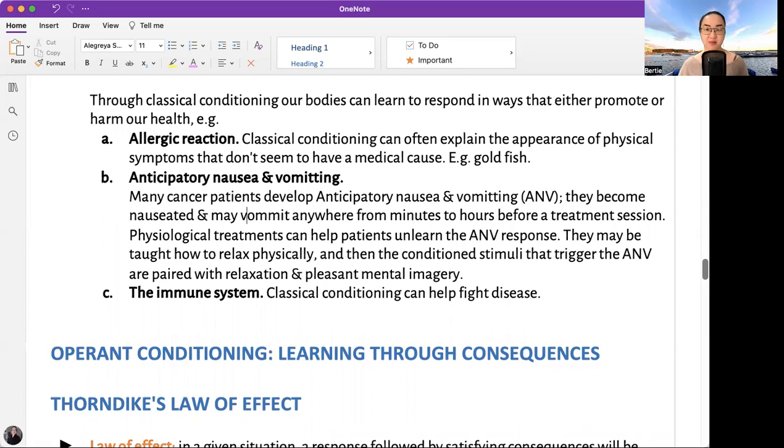Psychological treatments can help patients unlearn the ANV response. They may be taught how to relax physically, and then the conditioned stimuli that trigger the ANV are paired with relaxation and pleasant mental imagery. The immune system: classical conditioning can help fight disease.